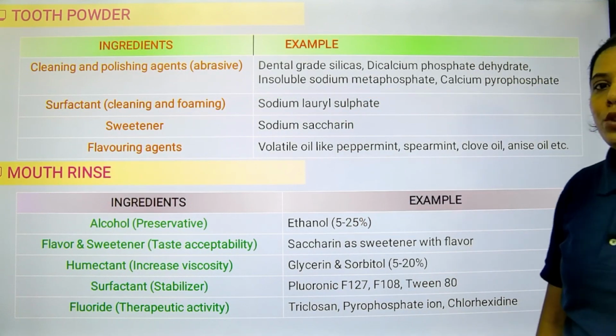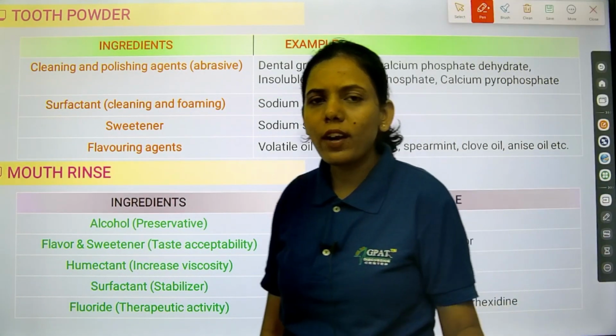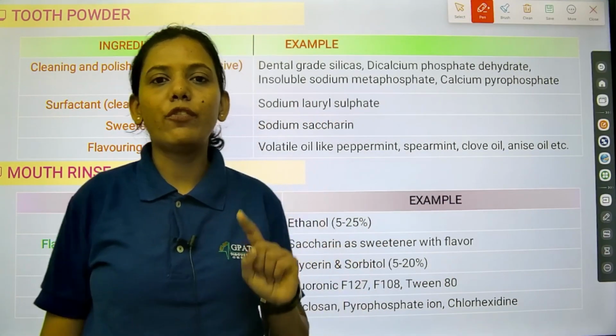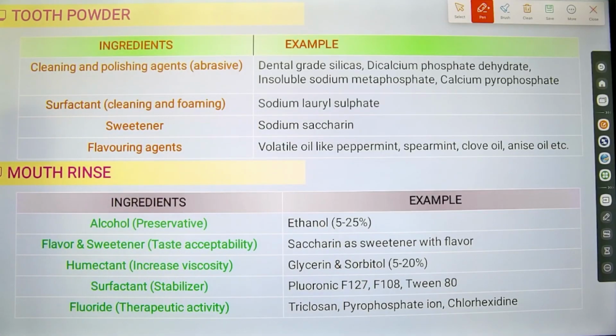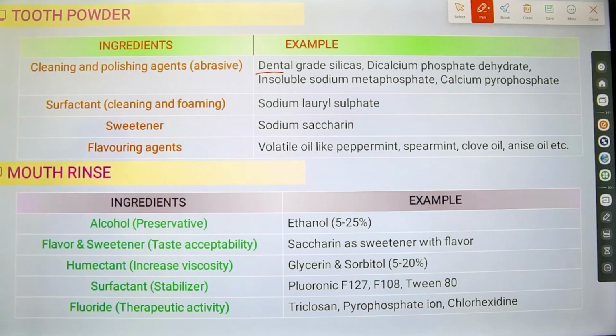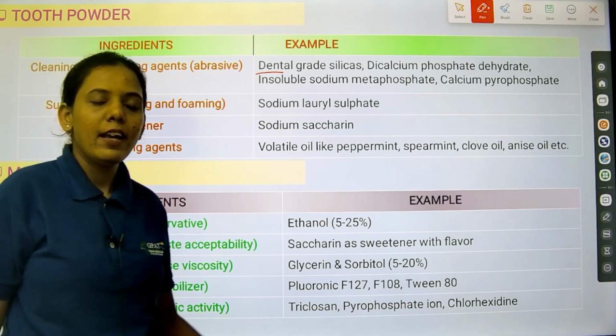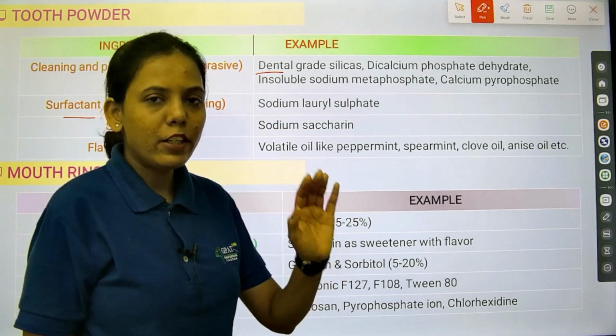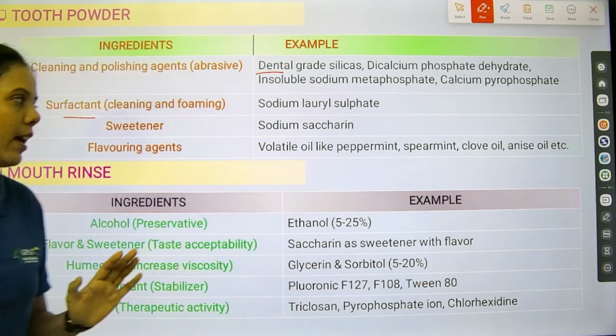Next is about the tooth powder. As we have discussed, more or less the ingredients are similar in toothpaste and tooth powders. So the very first is cleaning and polishing, that is the abrasive agents. These are calcium containing compounds, dental grade silicas, dicalcium phosphate, insoluble sodium metaphosphate and calcium pyrophosphate. Next is surfactant, again similar, sodium lauryl sulfate. Surfactants are required, whether it is toothpaste or tooth powder.